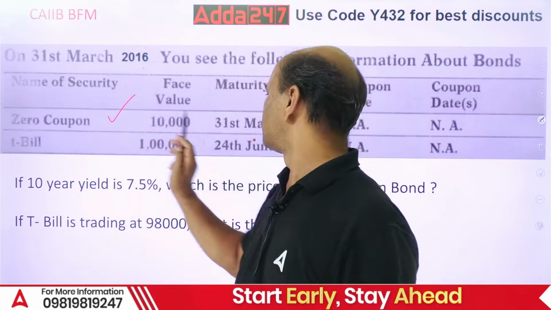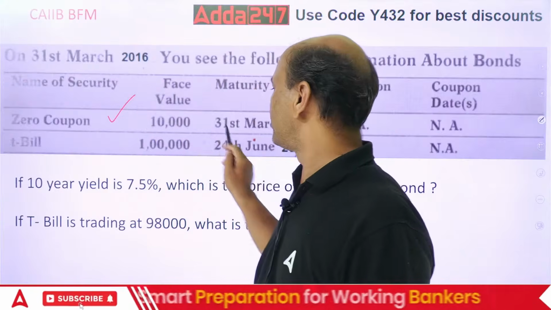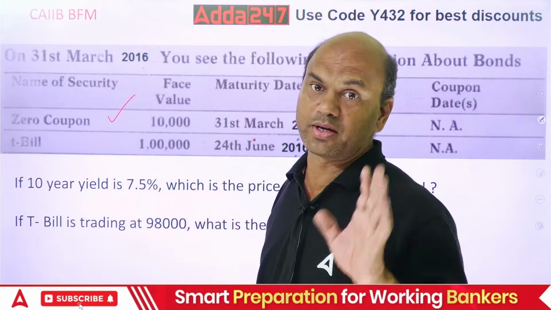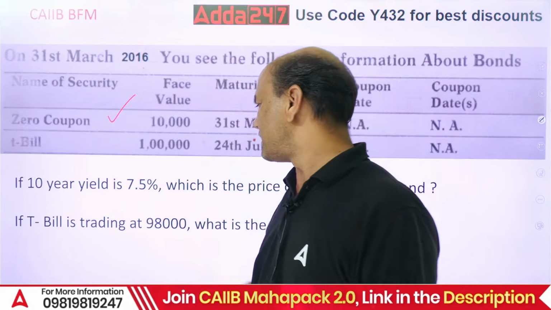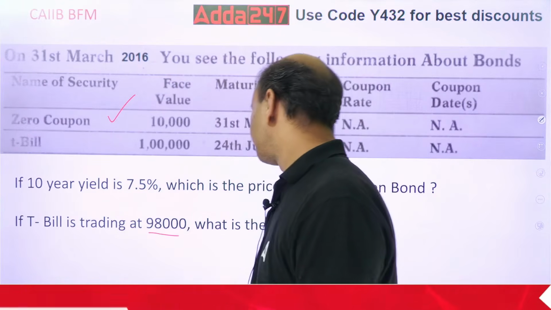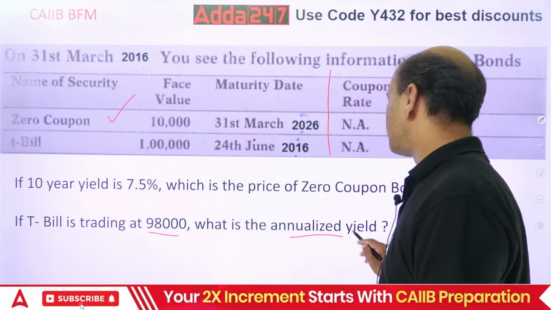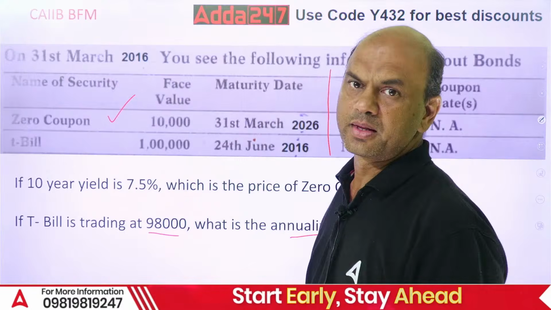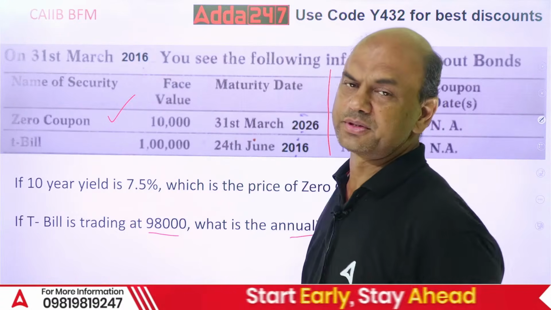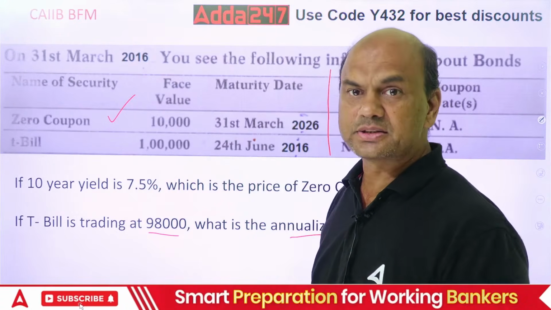Only 3 months. 31st March and 24th June. Calculate the days. Days are very important over here because T-bill is for a short period. If the T-bill is trading at 98,000, what is the annualized yield? So now the price is given, 98,000. What is the annualized yield?